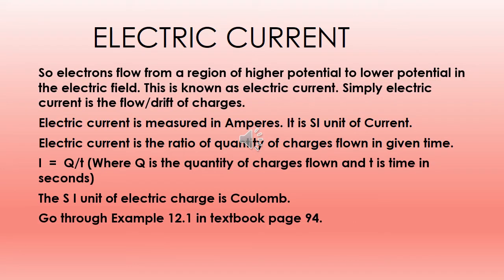So what is electric current? Electric current is the ratio of the quantity of charge flown in a given time. Electrons flow from a region of higher potential to lower potential, and that is nothing but what we call electric current. So electric current is represented by I equal to Q by T, where Q is the quantity of charge flown and T is the time in seconds. The SI unit of electric charge is coulomb. 1 coulomb is equal to the charge of 6 into 10 power 18 electrons, or the charge of 1 electron is 1.6 into 10 power minus 19 coulomb.